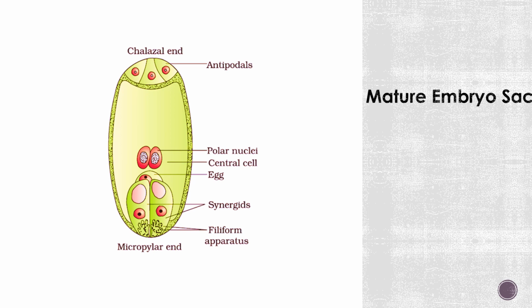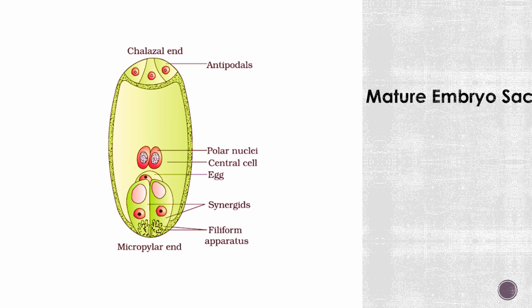Here is the diagram of a mature embryo sac, which shows the various types of cells it is made up of. In the chalazal region, you can see three antipodal cells, all of which degenerate after fertilization, while there is a central cell comprising two polar nuclei, which is, by the way, the largest cell found in an embryo sac. And in the micropylar region, you find the egg apparatus, which consists of one egg cell and two synergids.